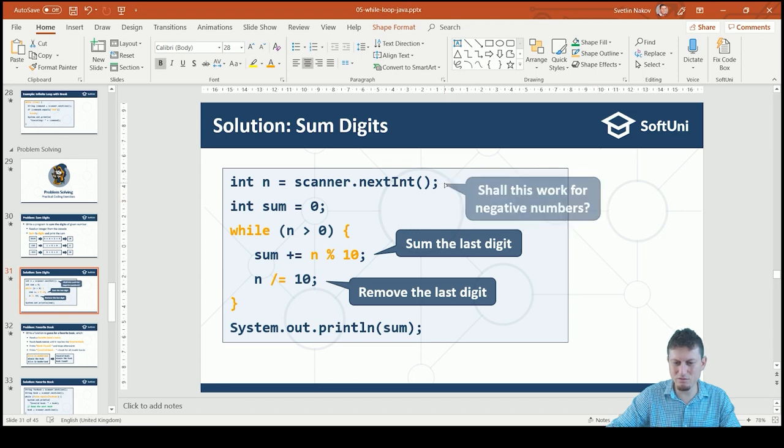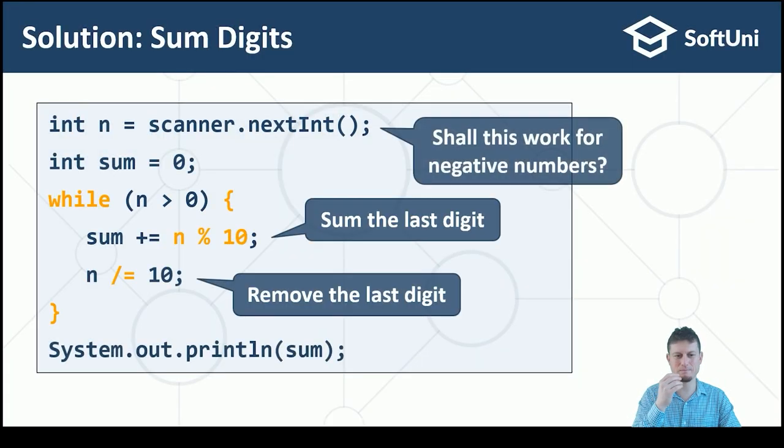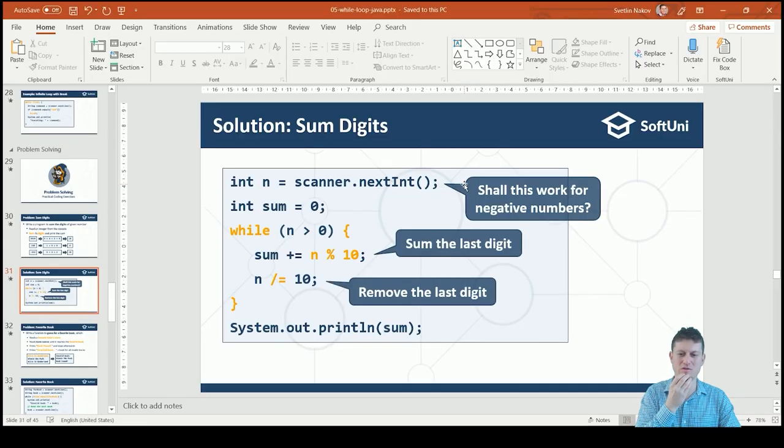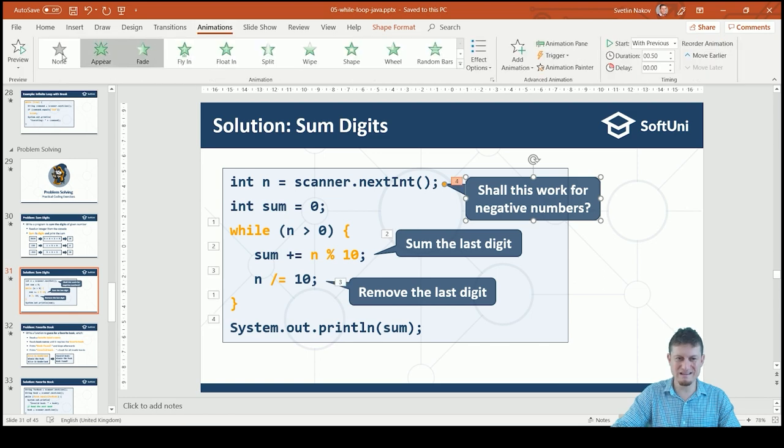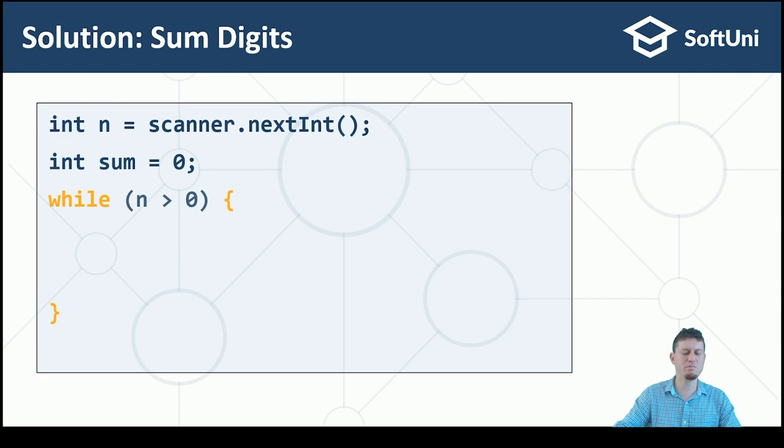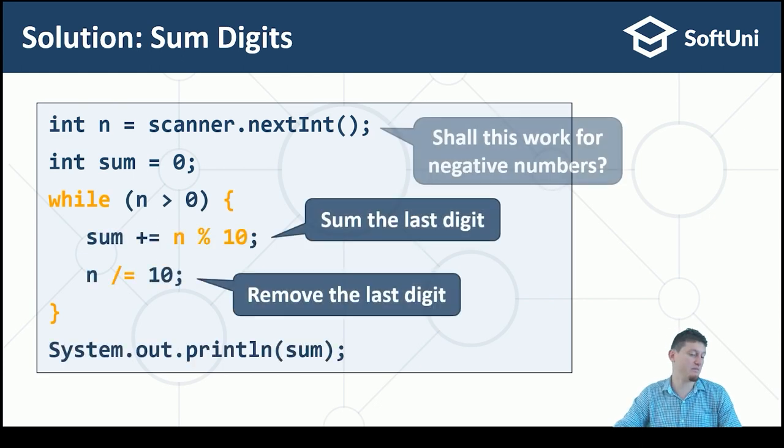I think that this is important to be mentioned because negative numbers are normal to be here.